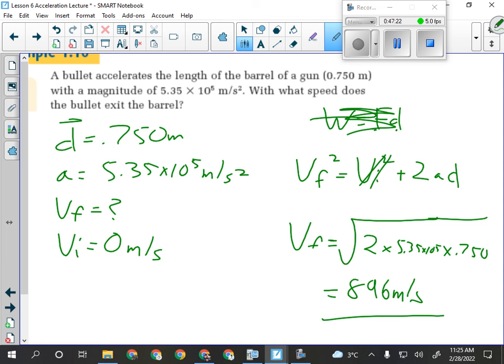Okay, so that's fast. Okay? 896 meters per second. Okay, and a lot of rifles, especially high-powered ones, would be even faster than that. Yeah, fast. Scary. Don't get on that guy's bad side.